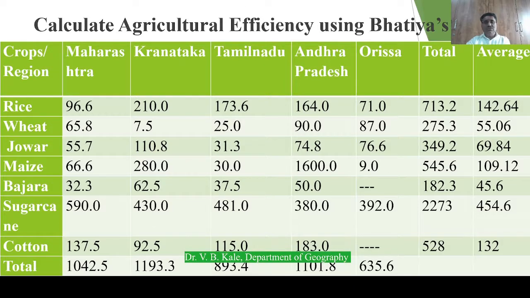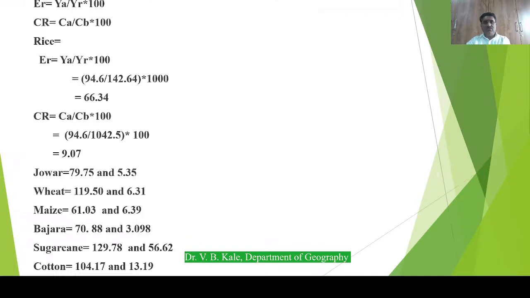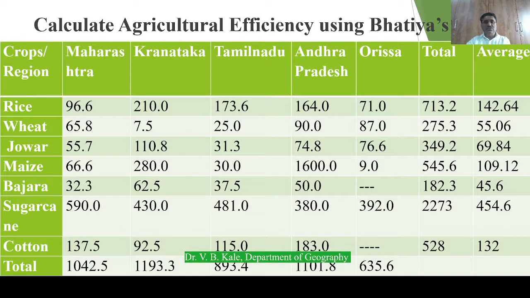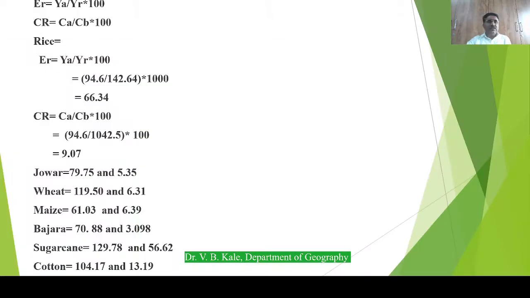So let us see how this data is used for calculation. Agricultural efficiency of Maharashtra. For our understanding, we just take one example. Our formula is over here. ER is equal to YA upon YR into 100. CR is equal to CA upon CB into 100. We have to calculate the efficiency of rice. So first of all we have to calculate ER, that is YA upon YR into 100. YA is 96.4, which is this value.